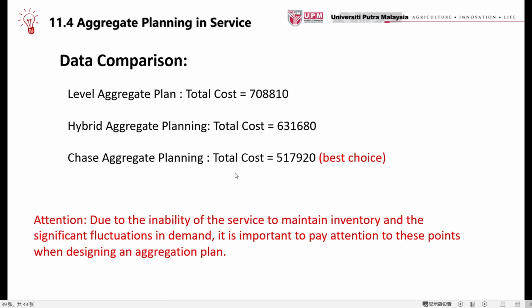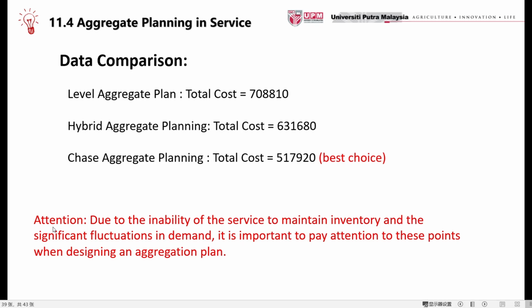After that, we can analyze the data comparison. If we use the level aggregate plan, the total cost is 708,810, and with the hybrid aggregate plan, the total cost is there. And if we use the chase aggregate plan, the total cost is the lowest of these three plans. So in this company, if I were the boss, I might choose the chase aggregate plan.